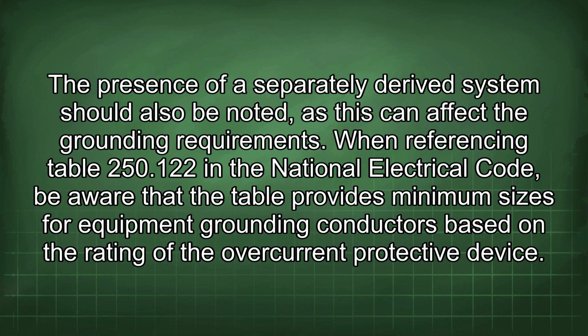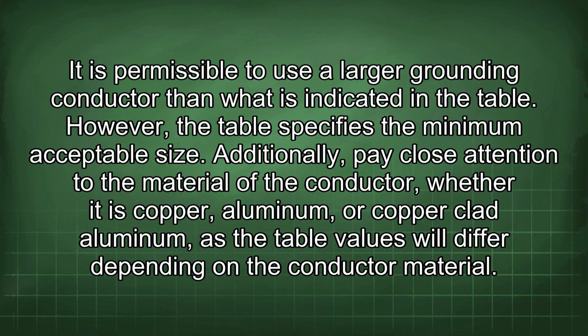When referencing Table 250.122 in the National Electrical Code, be aware that the table provides minimum sizes for equipment grounding conductors based on the rating of the overcurrent protective device. It is permissible to use a larger grounding conductor than what is indicated in the table. However, the table specifies the minimum acceptable size. Additionally, pay close attention to the material of the conductor, whether it is copper, aluminum, or copper-clad aluminum, as the table values will differ depending on the conductor material.